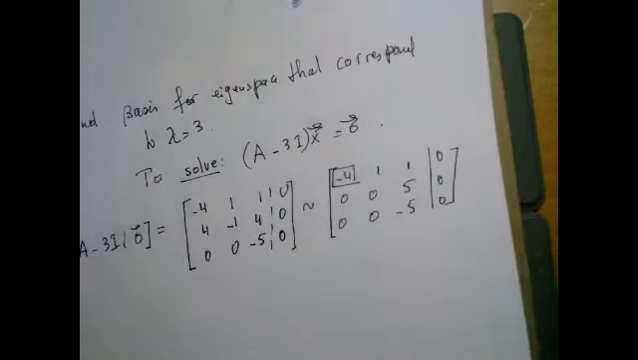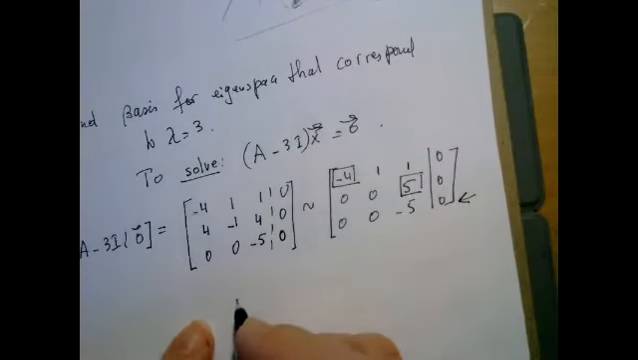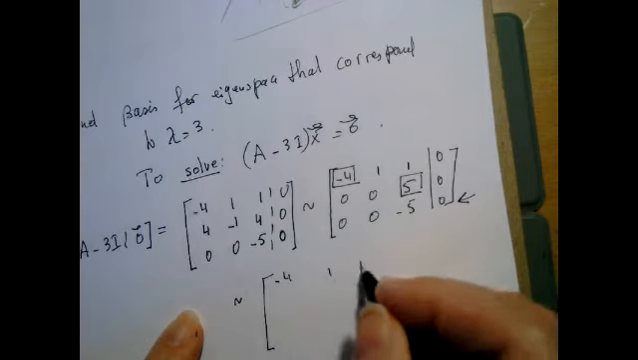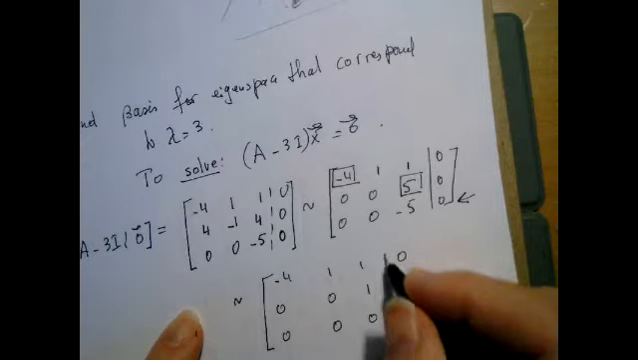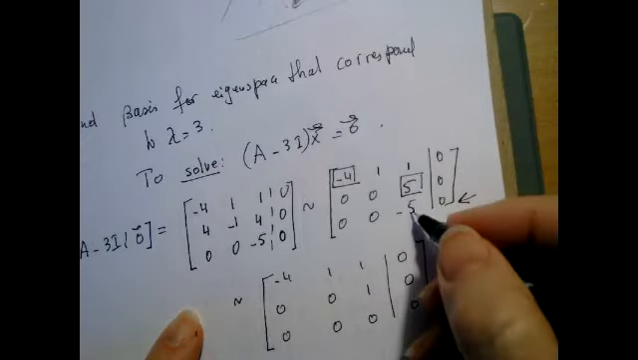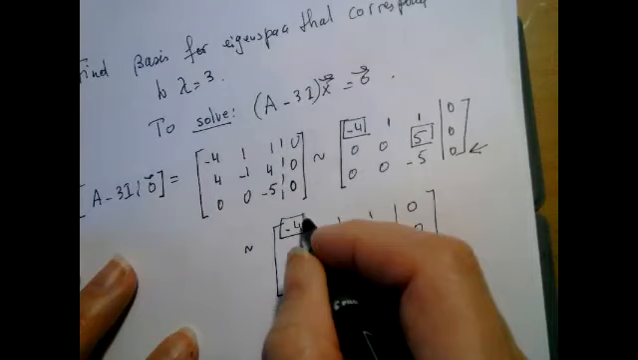That's a leading, and that's a leading. But this is not in echelon form, so I will have to go one more step to get to the echelon form. 0, 0, 1, 0, 0, 0, 0, 0. I skipped a step, so I added them, then I divided by 5. And now it's just a matter of solving.